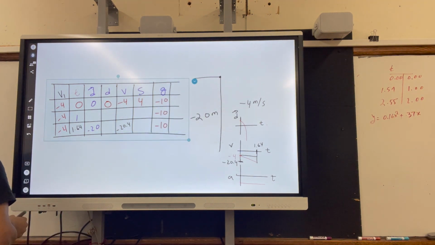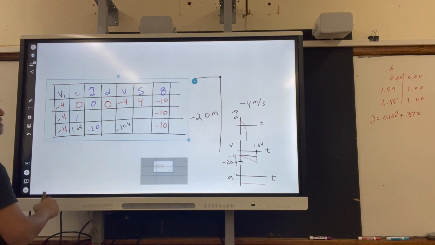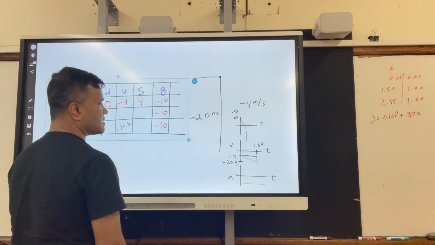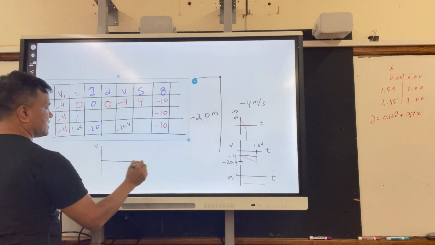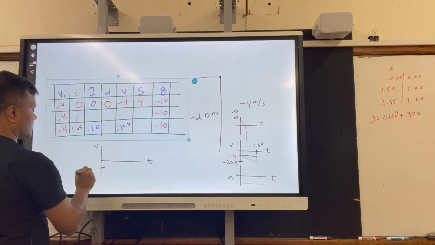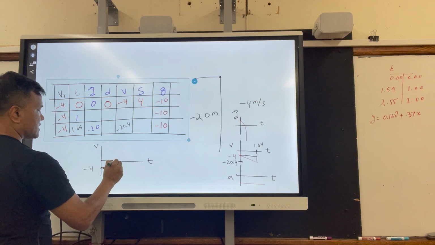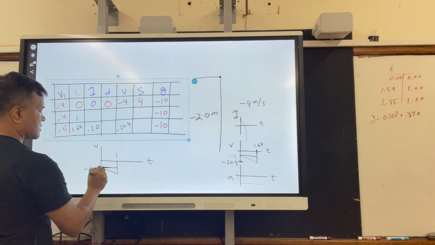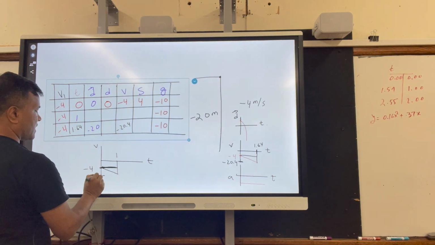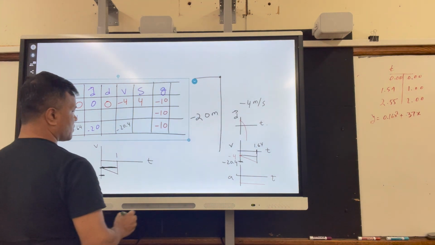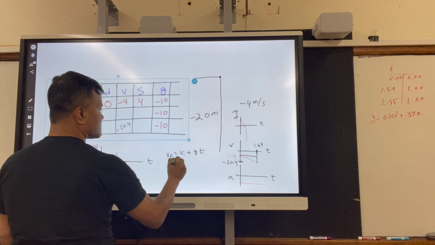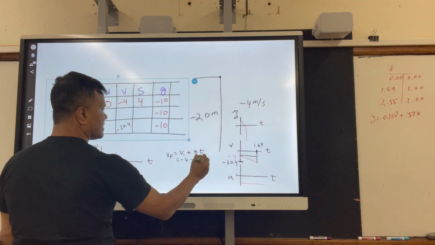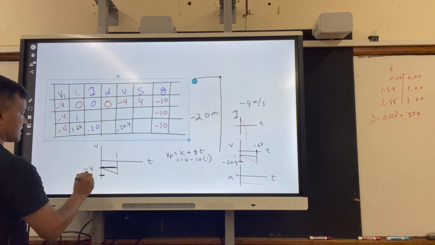All right. When the time is 1, what is the displacement? Let's find out when time is 1. You can do the VT graph. This is -4, like this, and the time is 1, right? When time is 1, what is the final velocity? Final velocity v_f is equal to v_i plus gt. So this is -4, -10, and 1. So -14. This is -14.